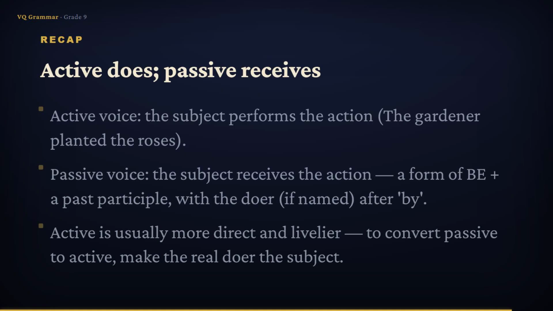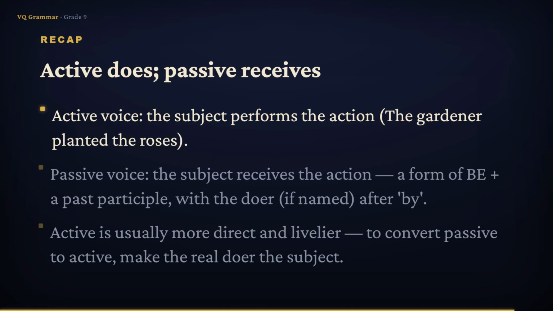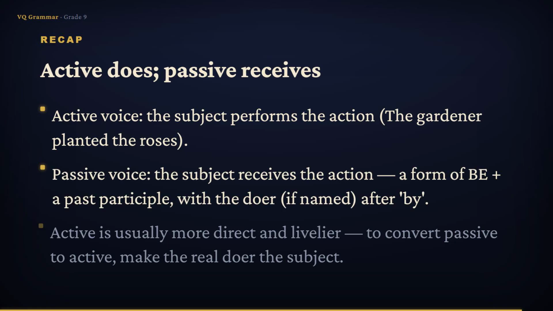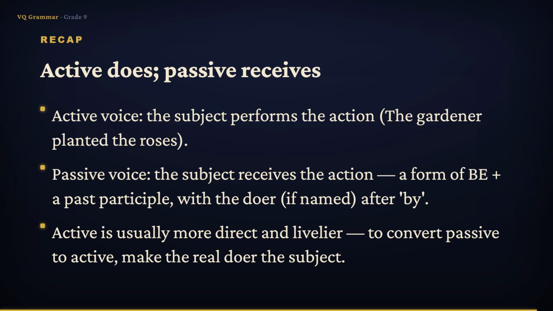Let's gather up what we've learned about voice. In the active voice, the subject performs the action. The gardener planted the roses, with the doer right up front. In the passive voice, the subject receives the action instead. It's built from a form of be plus a past participle, and the doer, if it's named at all, follows the word by. Both voices are correct, but the active voice is usually more direct and livelier. So when you have the choice, reach for it. And to convert a passive sentence to active, just find the real doer and make it the subject.